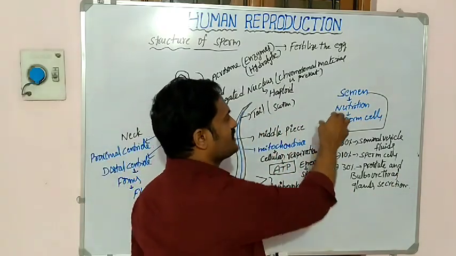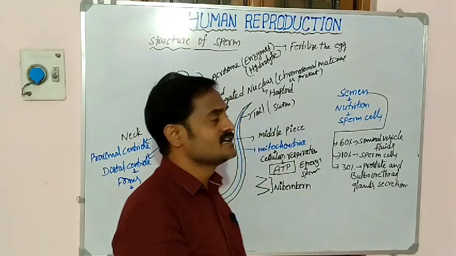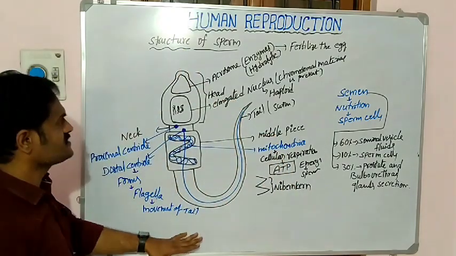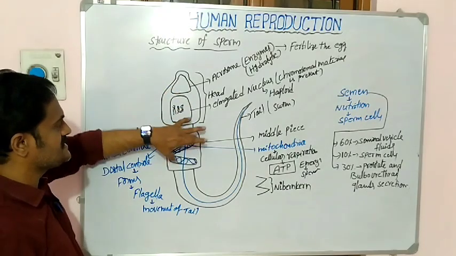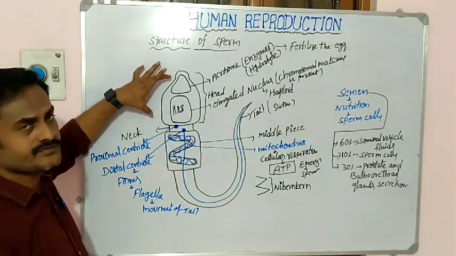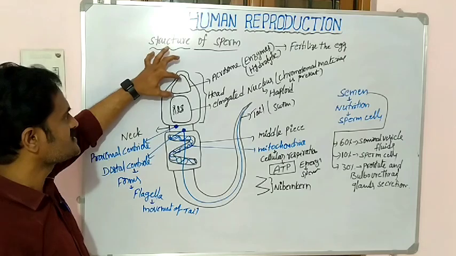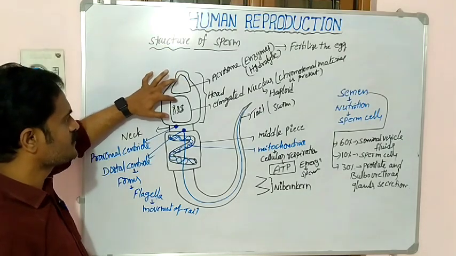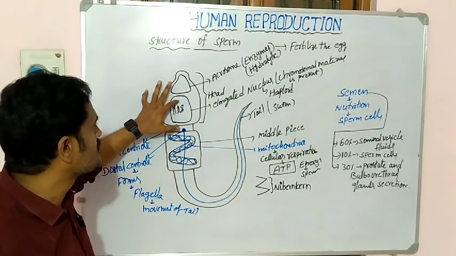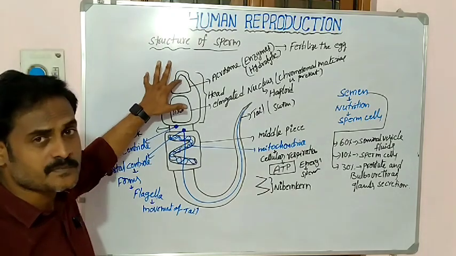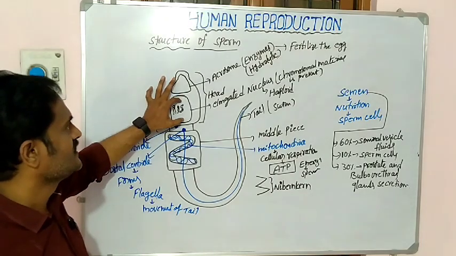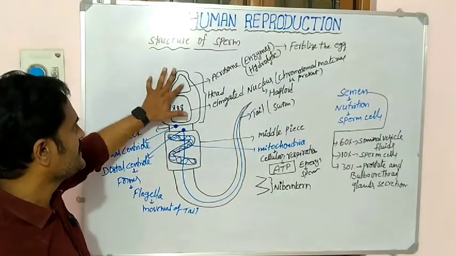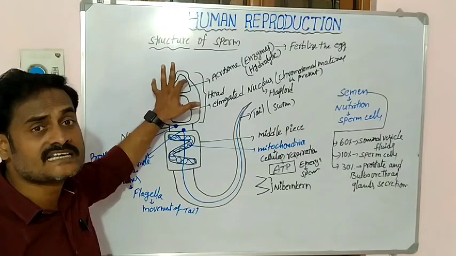Overall, semen provides nutrition to the sperm cells, and this is the structure of the sperm cell: head, neck, middle piece, tail. The head consists of two portions. The upper portion is called the acrosome. The lower portion is called the elongated nucleus. The acrosome is responsible for fertilization, and the nucleus consists of chromosomal material. So it participates in fertilizing the egg.